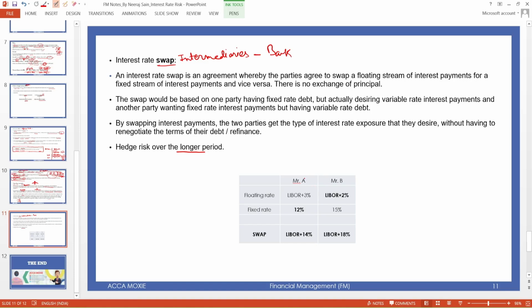So one person is Mr. A and the other is Mr. B. Mr. A can borrow the variable rate loan at LIBOR plus 3%, but the fixed rate he can borrow at 12%, because of their credit history. But Mr. B can borrow floating rate at LIBOR plus 2% and fixed at 15%. So he is getting fixed at a high rate, but he is getting the variable rate at a low rate.